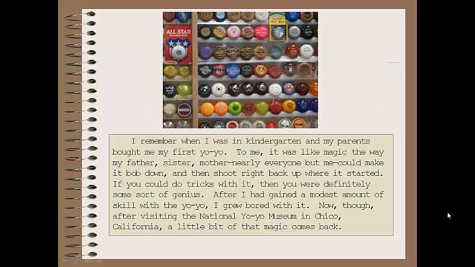I remember when I was in kindergarten and my parents bought me my first yo-yo. To me it was like magic the way my father, sister, and mother, nearly everybody but me, could make it bob down and then shoot right back up to where it started. If you could do tricks with it, then you would definitely be some sort of genius. After I had gained a modest amount of skill with the yo-yo, I grew bored with it. Now, though, after visiting the National Yo-Yo Museum in Chico, California, a little bit of the magic comes back. So this is an example of starting your essay with an anecdote or an example.